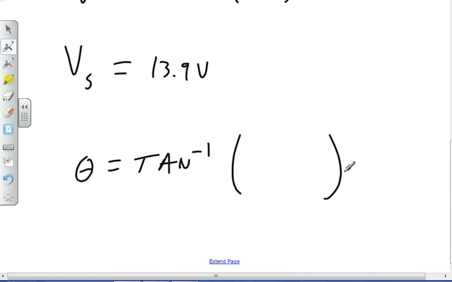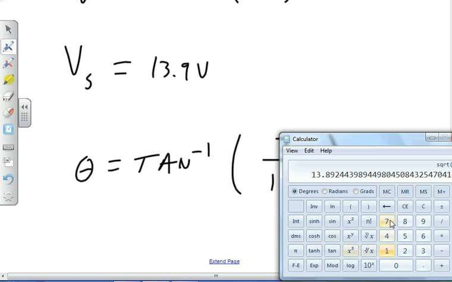The phase angle is going to be the arctangent of the y component, which is 7 over 12, and it's positive because the inductor wins. Back to my calculator. 7 divided by 12 equals, inverse tangent. 30.2 degrees.